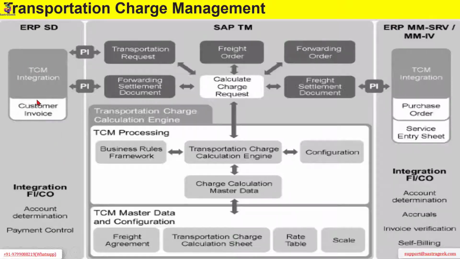In this case, we deal with the customer invoice. So this is the invoicing part of it, the customer invoicing part. Typically, when it is an LSP, you will process a forwarding order, and in that case the customer invoice is applicable. Whereas in this case, it is the carrier, so you take services from the carrier. Therefore, you would have the purchase order and service entry sheet processed. So this is the understanding. Obviously, the finance integration is not in transportation management. It is in the respective ERP, both for procurement as well as the sales side. So here the functionalities related to account determination, accruals, etc. happen.